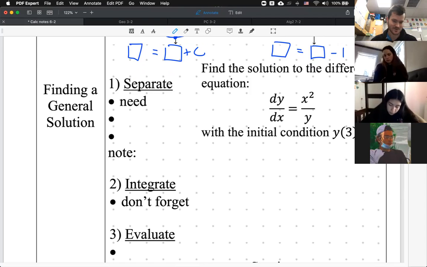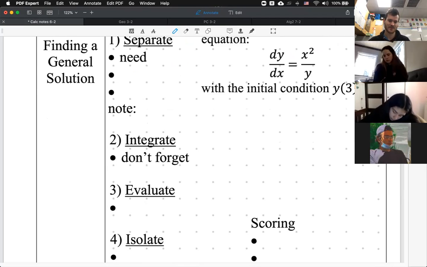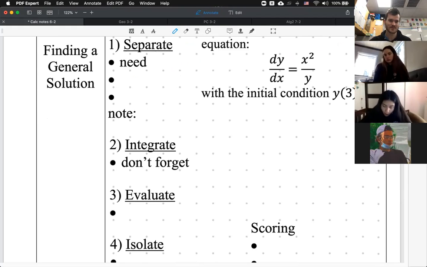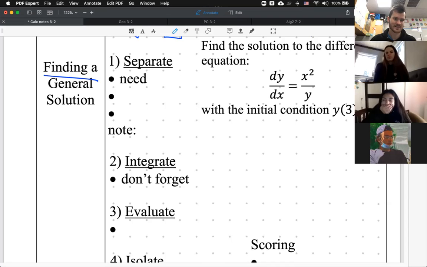So first, separate. Second, integrate. Third, evaluate. Fourth, isolate. They all kind of rhyme. Hopefully you can memorize those, because that is what would theoretically be on our speed sheet. Separate, integrate, evaluate, isolate. When do you do that? You do that whenever you hear the words find a particular solution.